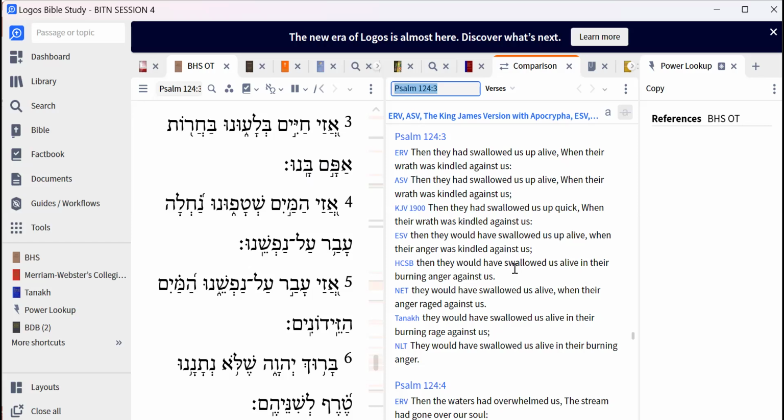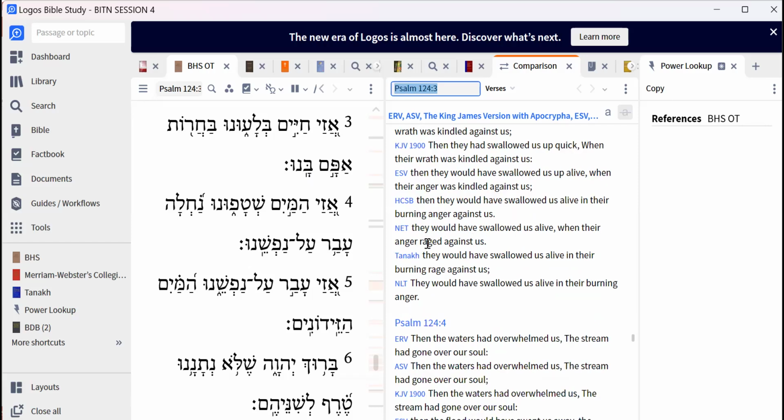See, kindled. The NET Bible says, their anger raged against us. And the New Living Translation says, they will have swallowed us alive in their burning anger. Now, let me quickly show something here and see how this metaphor for anger resonates or connects with some of our expressions in African languages, especially Yoruba. Let me just show us this quickly.